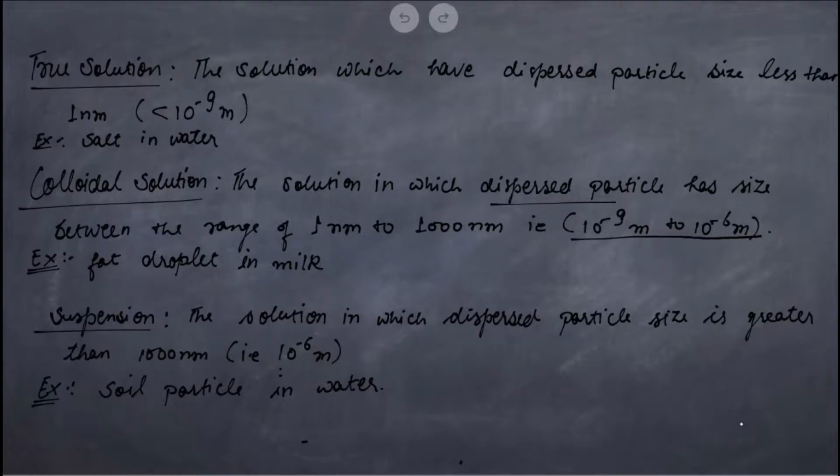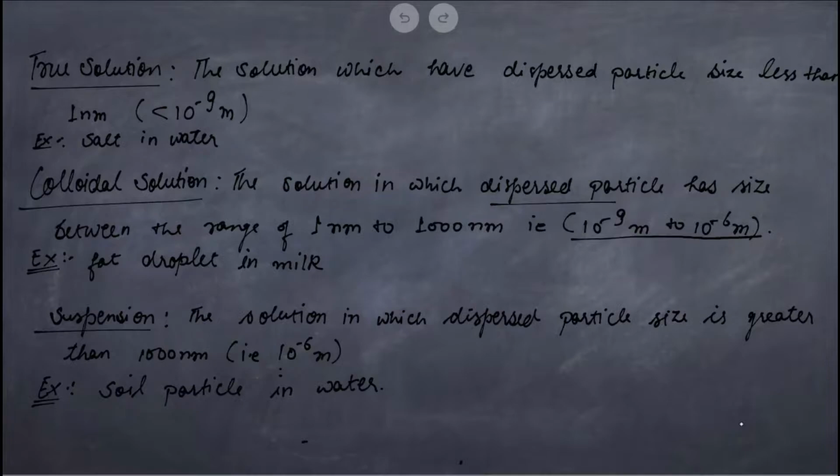Now we come to true solution. What is a true solution? A true solution has a dispersed phase particle size less than 1 nanometer, that is less than 10 raised to the power minus 9 meter. An example is salt water. You cannot see salt in water with the naked eye, as you obviously need a microscope to see those particles. Colloidal solution: the solution whose dispersed phase particle size is between 1 nanometer and 1000 nanometer, that is 10 raised to the power minus 9 meter to 10 raised to the power minus 6 meter, like fat droplets in milk.